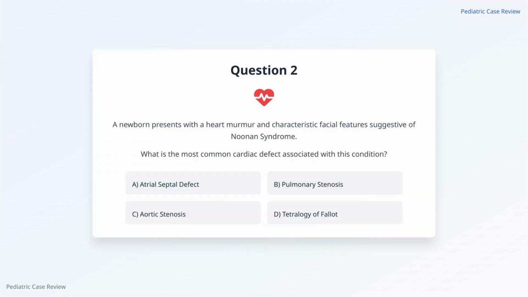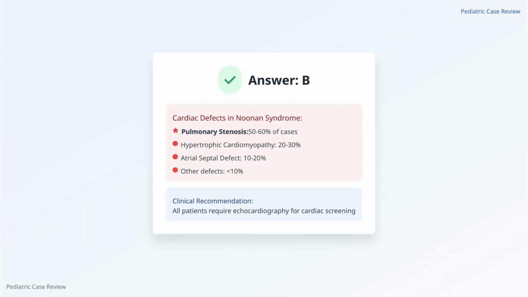Question 2. A newborn presents with a heart murmur and characteristic facial features suggestive of Noonan Syndrome. What is the most common cardiac defect associated with this condition? Option A. Atrial septal defect. Option B. Pulmonary stenosis. Option C. Aortic stenosis. Option D. Tetralogy of Fallot. The correct answer is B.